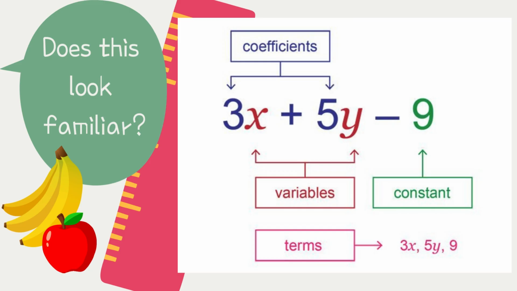Does this look familiar? Obviously the banana and the apple will look familiar, but the expression, so here we see what we just learned about the theory. We see that the letters represent our variables, and our numbers represent either a constant like the -9, or they are coefficients.